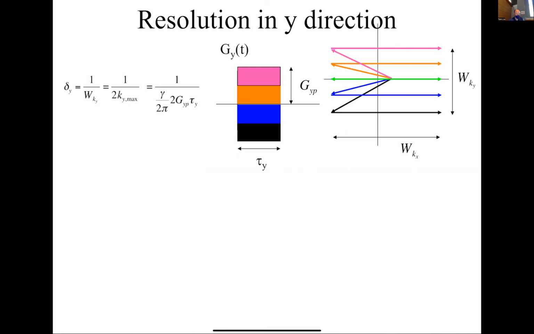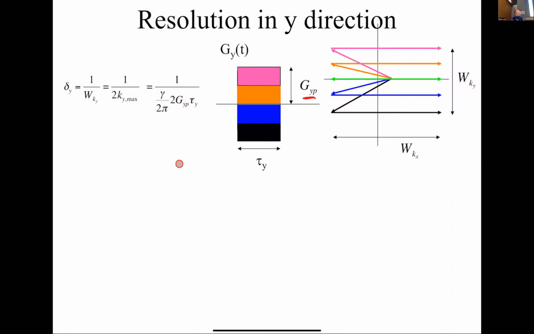Now we have to talk about the resolution in the y direction. That's basically determined by the biggest gradient that I'm going to play out, because this biggest gradient determines how far out I go in ky. So I take my resolution and I can solve for WKY, and that's 2 times KY max. So I have gamma over 2 pi times 2 times GYP, where GYP is the maximum gradient I play out. In this case, I either play out a positive or negative gradient, depending on where I am, so I need to multiply that amplitude by 2 and then multiply by the width.